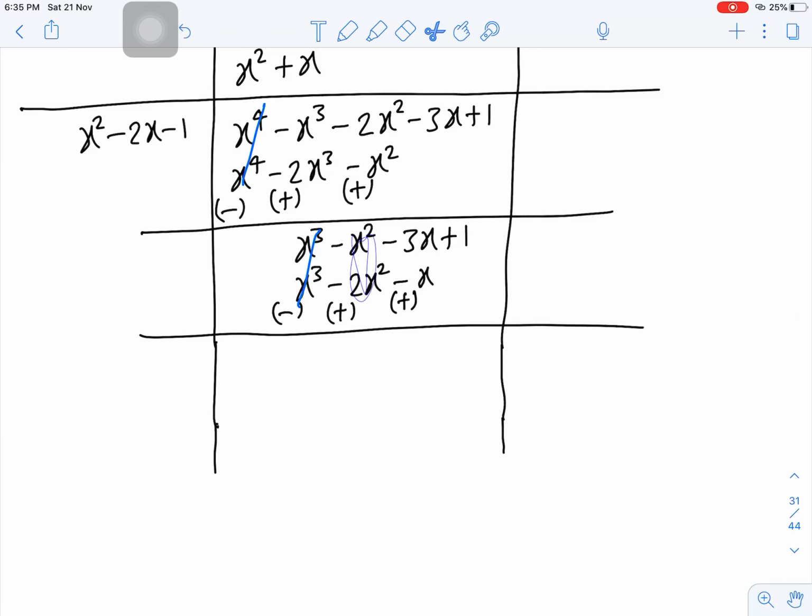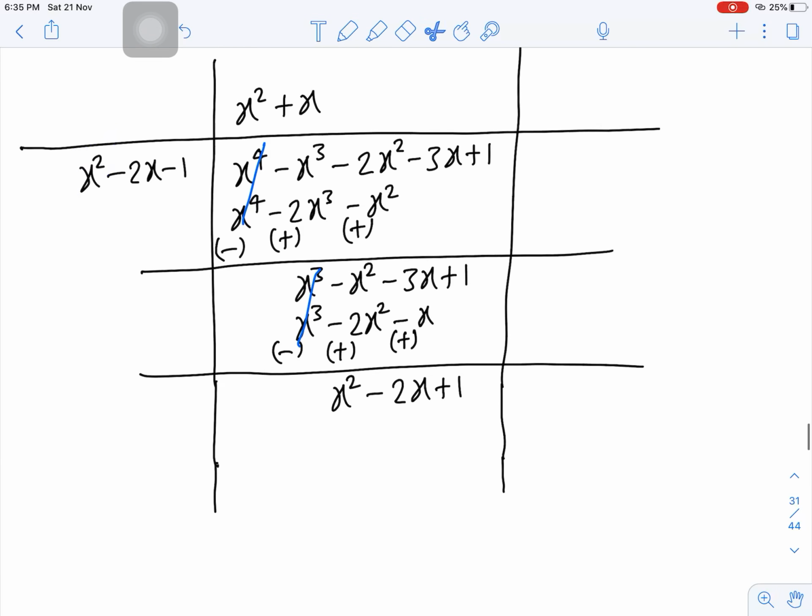Then minus x square plus 2x square, you will get x square, and then over here you will get minus 3x plus x, because the sign got changed, so you will get minus 2x, and then you will get plus 1. Now the highest power term here is x square. When you divide that by the highest power term in the divisor, x square, you will get 1. So now you need to multiply this divisor by 1, so you will get x square minus 2x minus 1.